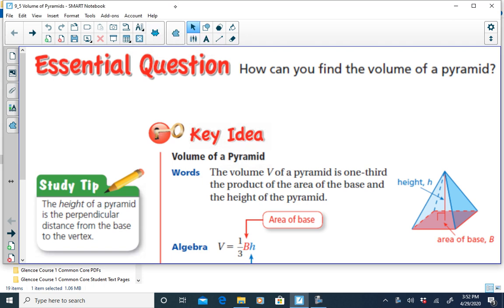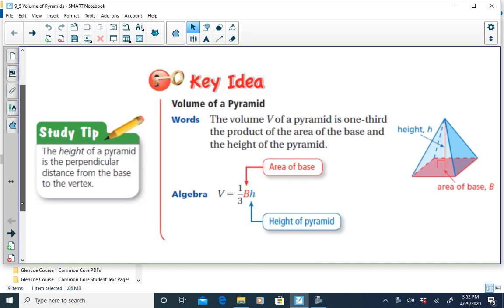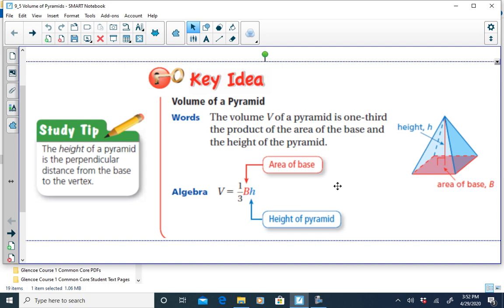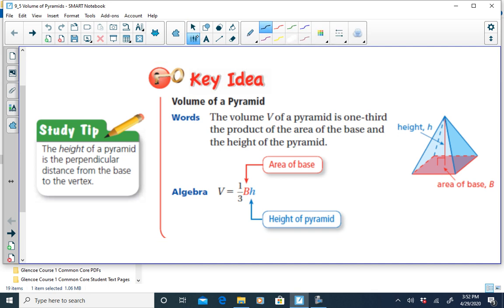Okay guys, our lesson today is to be able to find the volume of a pyramid. And when we find the volume of a pyramid, we use the following formula. It says that volume is going to be 1/3 the base area times the height. Now, why do we use 1/3 the base area times the height?